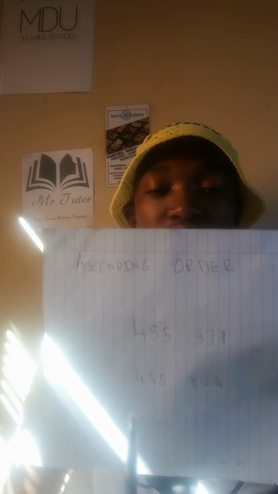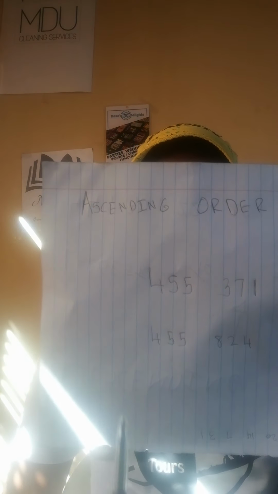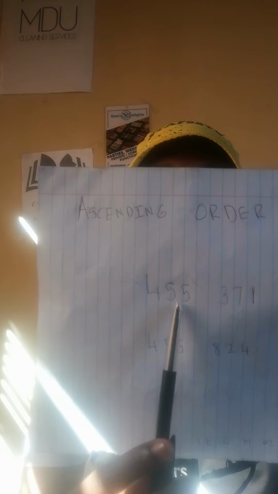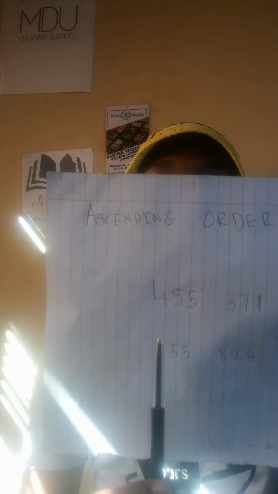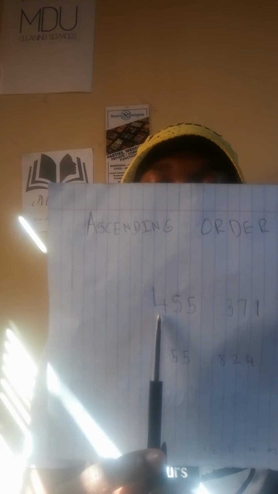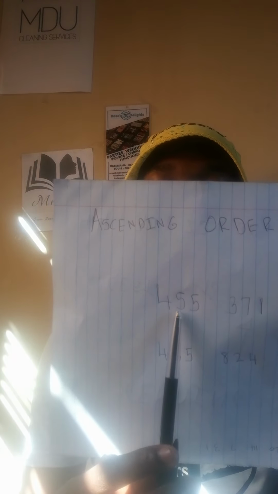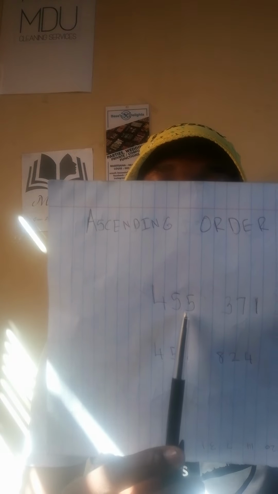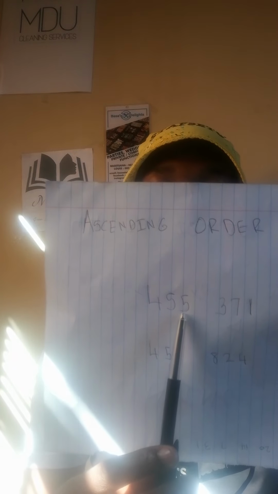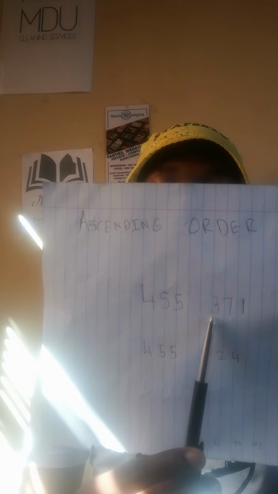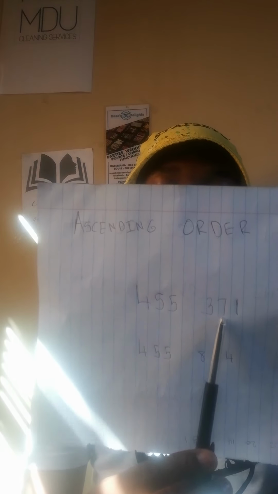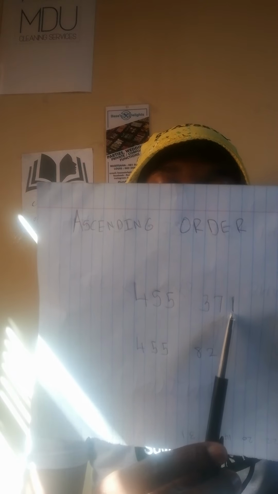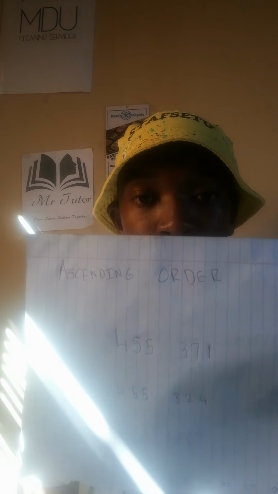If you can see, the first three digits are the same. So in the number 455,371, we can see that 4 has a value of 400,000, 5 has a value of 50,000, this other 5 has a value of 5,000, this 3 has a value of 300, the 7 has a value of 70, and the last number, which is 1, has a value of 1.